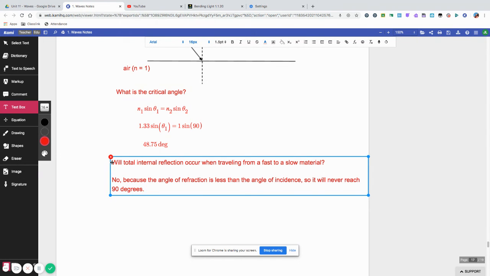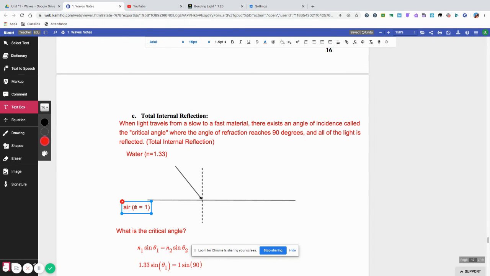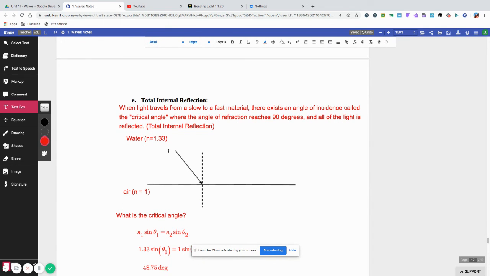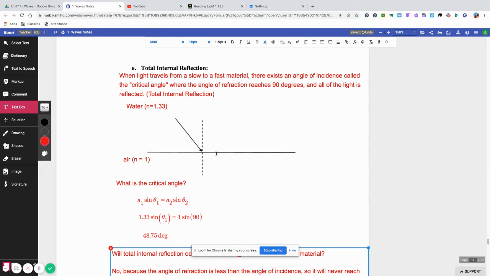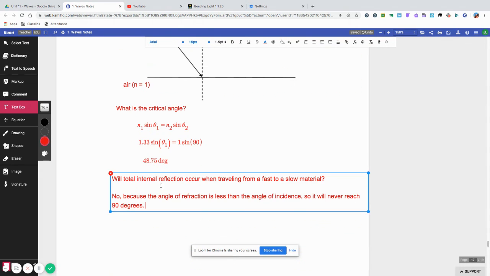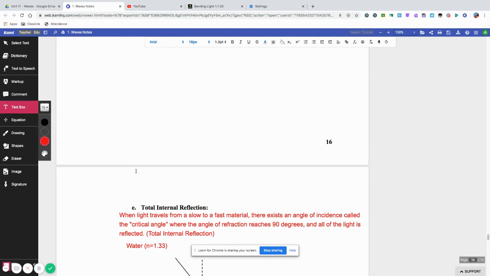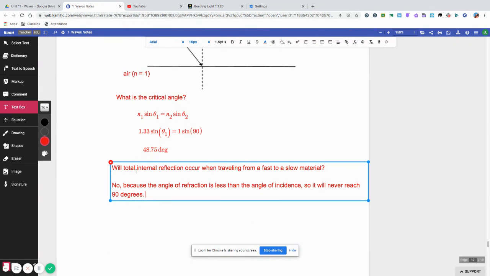So if I'm going from slow to fast, then it does occur because theta 2 is going to be 90 degrees, and that's how I find a critical angle. I set theta 2 equal to 90 degrees. And then here, if I'm going from fast to slow, so instead of going from water into air, I went from air into water, it's not going to happen because I can't get 90 degrees.